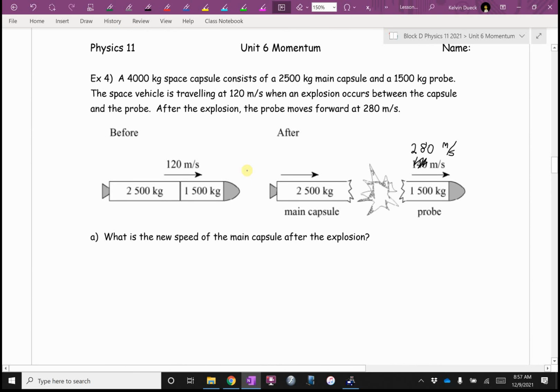A space capsule consists of a 2,500 kilogram main capsule and a 1,500 kilogram probe, like in the little picture there. Suppose the space capsule is traveling forwards at 120 meters per second when an explosion occurs between the capsule and the probe. After the explosion, the probe moves forward at 280 meters per second. What does A want me to find?